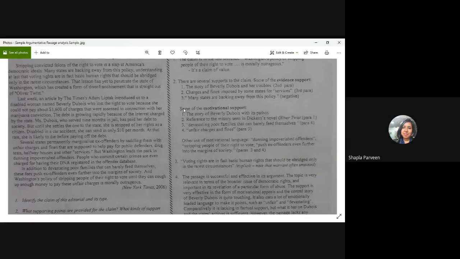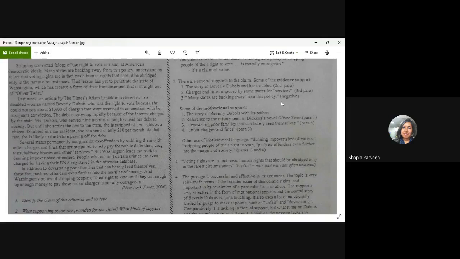And then the third one is many states are backing away from this policy. This is also evidence because this is also happening. So it's kind of like a counter evidence support because it's written negative, but you don't have to write anything like that. It is also evidence support because what the writer is pointing out kind of shows that yes, it is true that these type of laws exist and some states are backing away from this policy. So it is also an evidence support because it is actually happening.